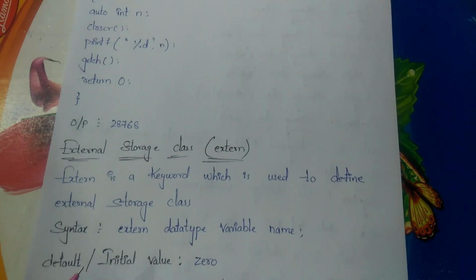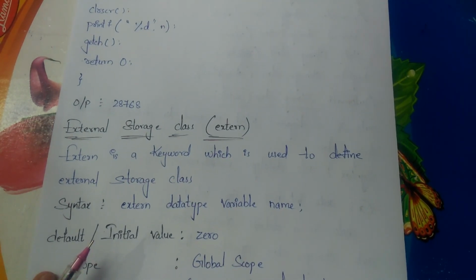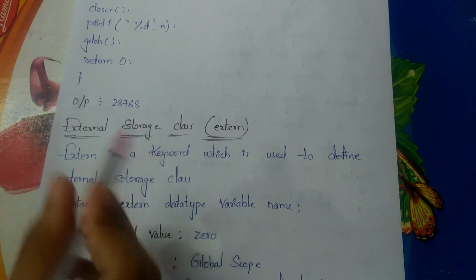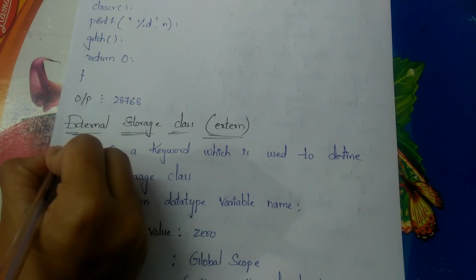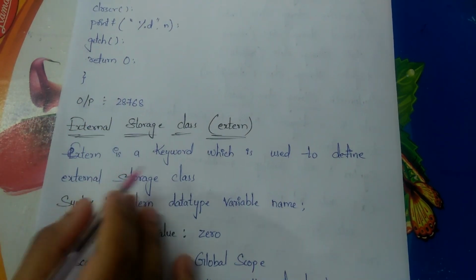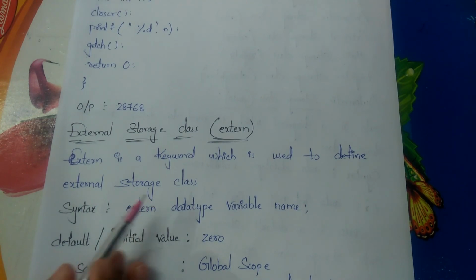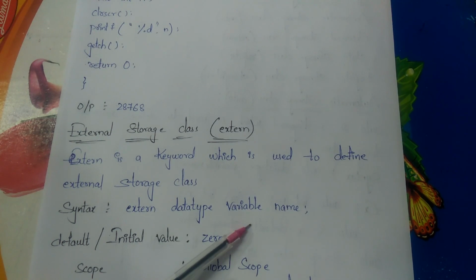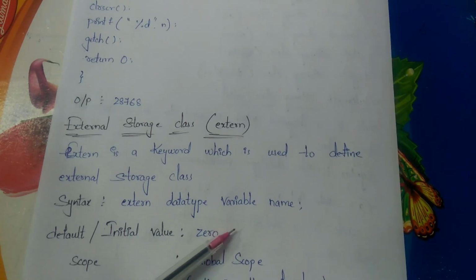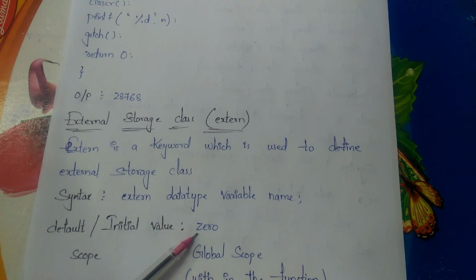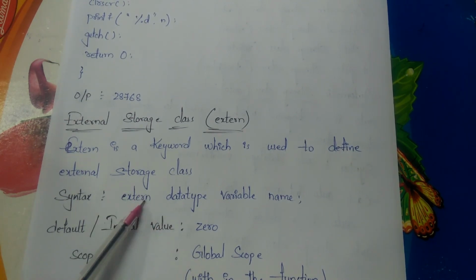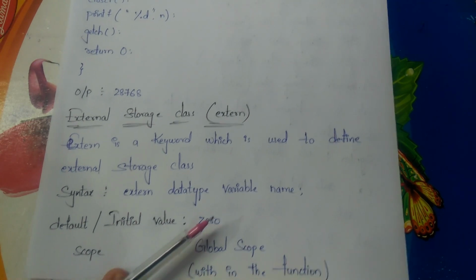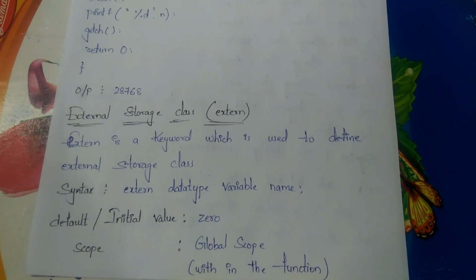Then next we have the second type of storage class, that is the external storage class, and extern is a keyword. Extern is a keyword, written in small letters, which is used to define the external storage class, and the syntax for this is extern, then the data type, followed by the variable name. The default or initial value is 0. Initially when we use extern, the value will be 0 by default. Next, the scope is global scope, so within the function only.